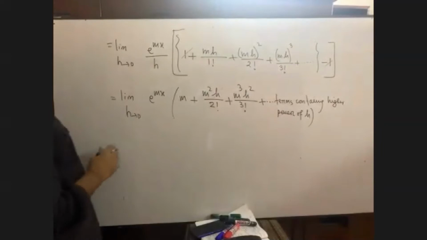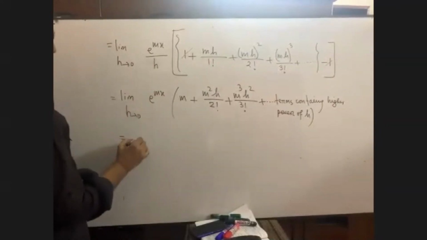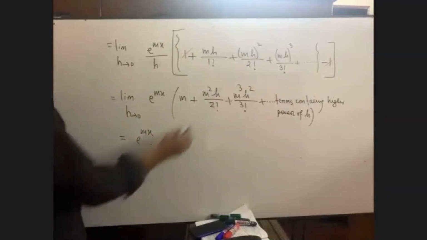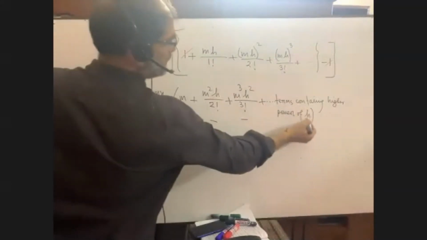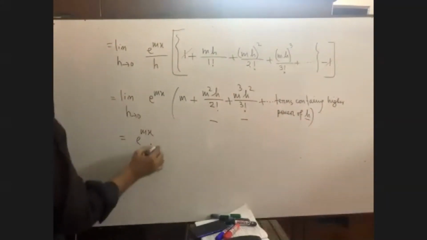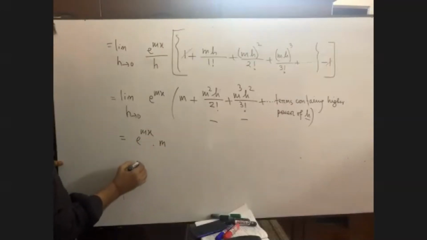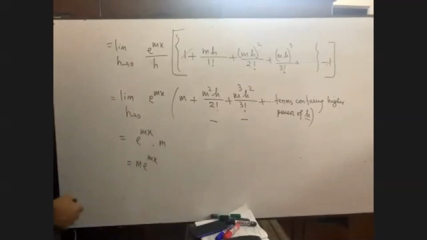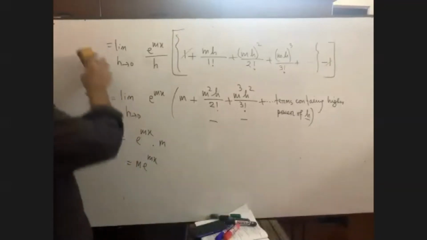Now, if I put h equals to 0, it is e to the power mx into m, and everywhere it is h, it will be 0. So we are left with m. That means m e to the power mx. We are done.